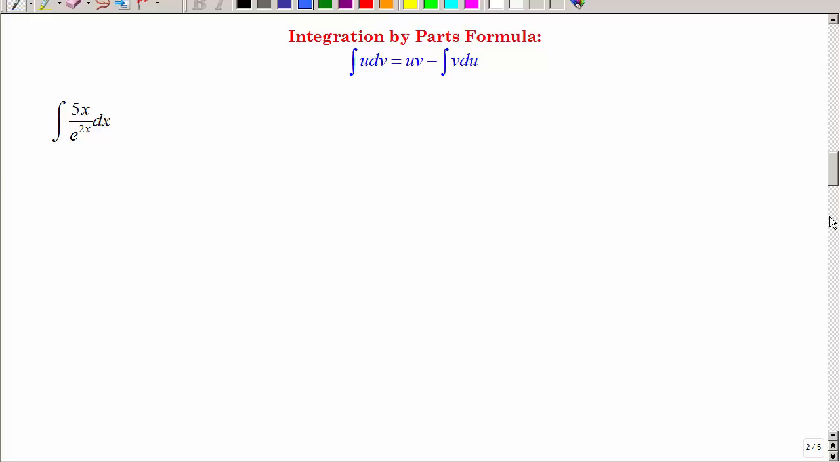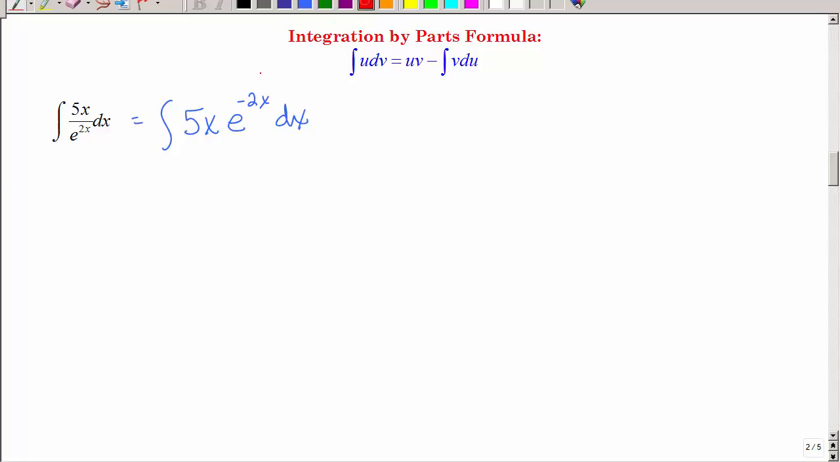So how do we use this integration by parts? I've got this u times dv. Well, let's just dive in. So I see this integral of 5x over e to the 2x. I think I'll just go ahead and rewrite this as the integral of 5x multiplied by e to the negative 2x dx, bringing up that exponent from the denominator up to the numerator.